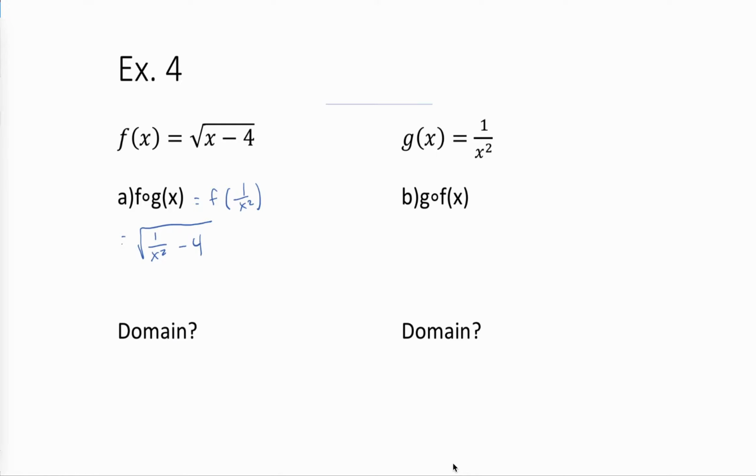And then g of f of x is going to be g of the square root of x minus 4, which is 1 over the square root of x minus 4 squared, which is 1 over x minus 4.